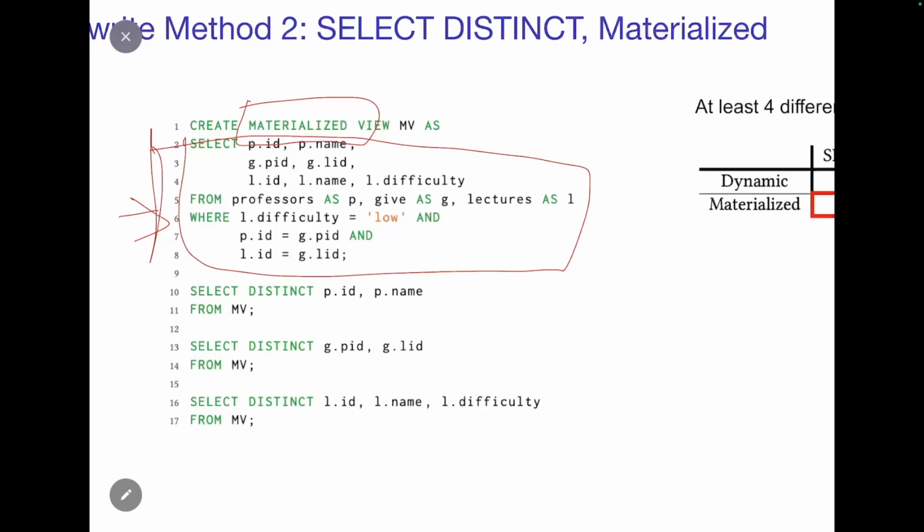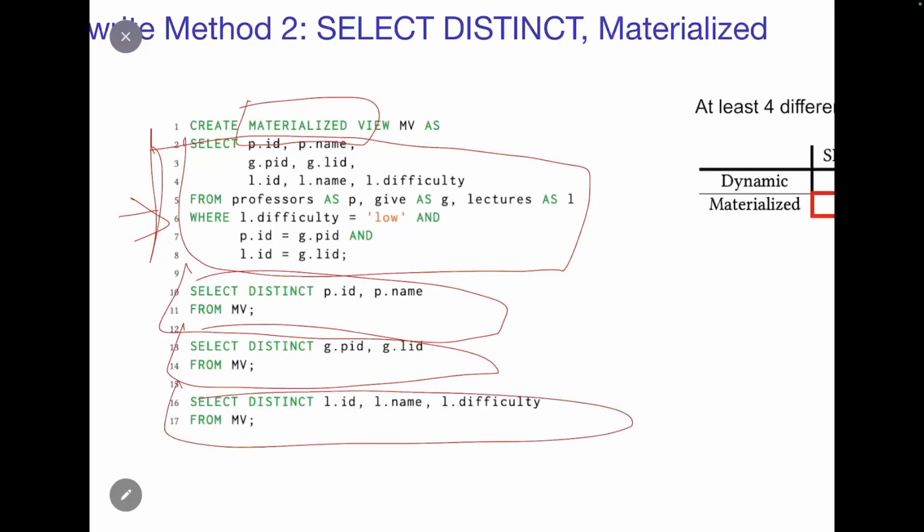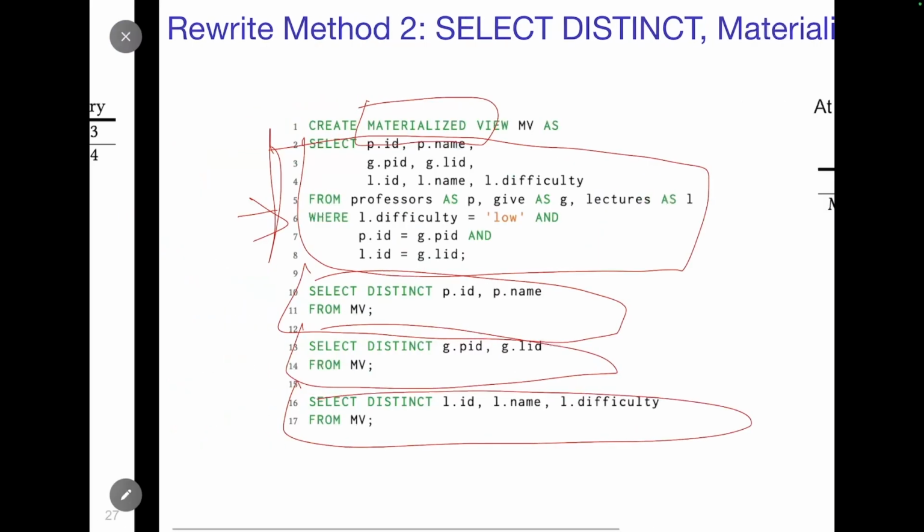And doing so, I do something like this. Now I select distinct, again, on the attributes I'm interested in. Did I forget something here?